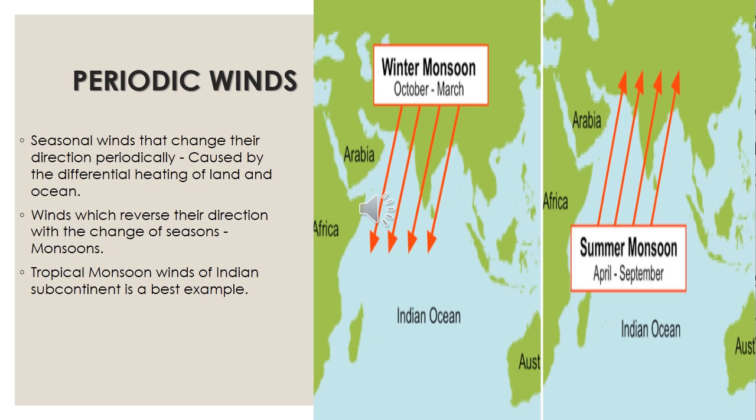Winds which reverse their direction with the change of season are called monsoon. The tropical monsoon wind of the Indian subcontinent is the best example. In India, you often hear during the rainy season about the southwest monsoon and the northeast monsoon. Now we are enjoying which monsoon?